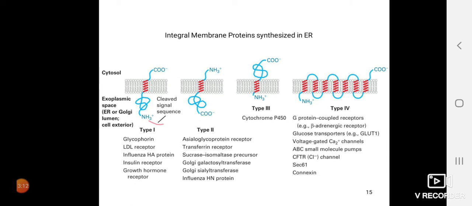In another kind of protein, the N terminal is outside and the C terminal inside, a similar kind of thing but with the opposite orientation of N and C terminal. There is one more where the N and C terminals are both on the same side. That is also there in membrane proteins. So these are a few examples of the classification of membrane proteins based on topology.